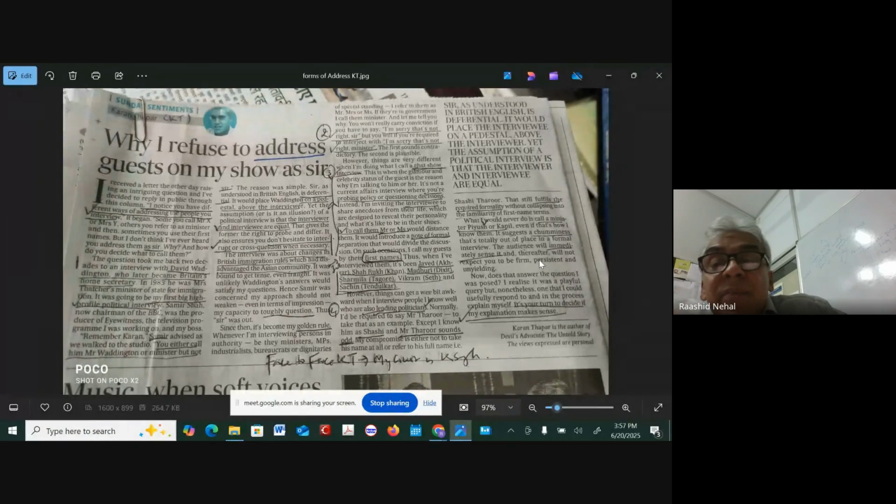However, things can get a wee bit awkward when I interview people I know well, who are also leading politicians. So normally I'd be required to say Mr. Tharoor, right? To take that as an example, except I know him as Shashi. So he knew him as Shashi, and Mr. Tharoor sounds odd. So therefore he is using the term Shashi Tharoor. That still fulfills the required formality without collapsing into the familiarity of first name terms. Did you notice this point?